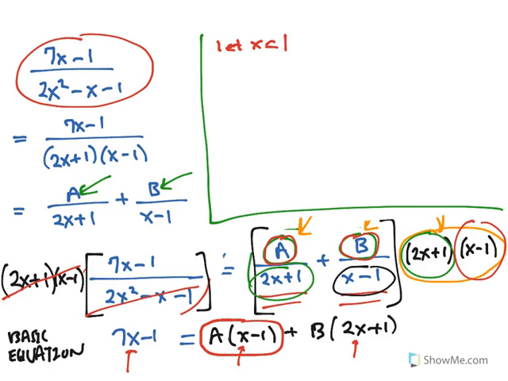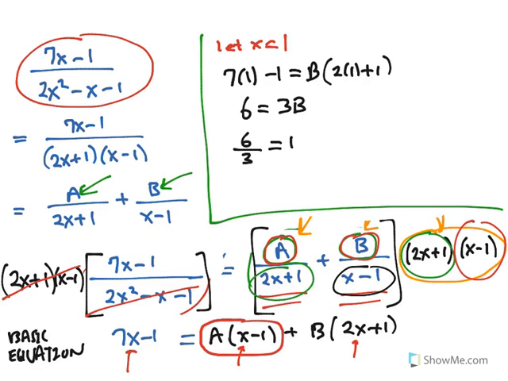And if x is 1, you will have 7x minus 1. 7 times 1 minus 1 is equal to, for the term that I circled in red, 1 minus 1 is 0, A times 0 is 0, and then I'll have B times 2x plus 1, 2 times 1 plus 1. So 7 minus 1 is 6, and 2 plus 1 is 3. So 6 is equal to 3B. So 6 divided by 3 is equal to B. So B is equal to 2.